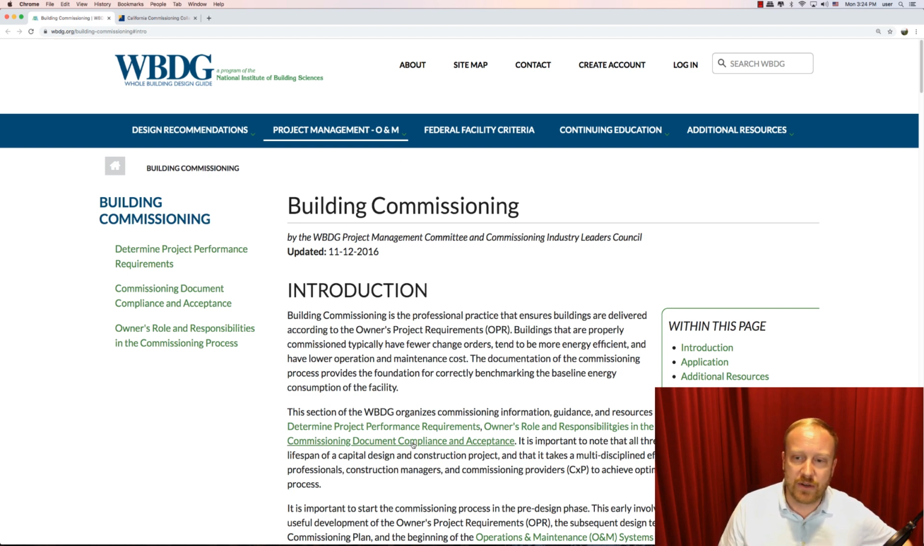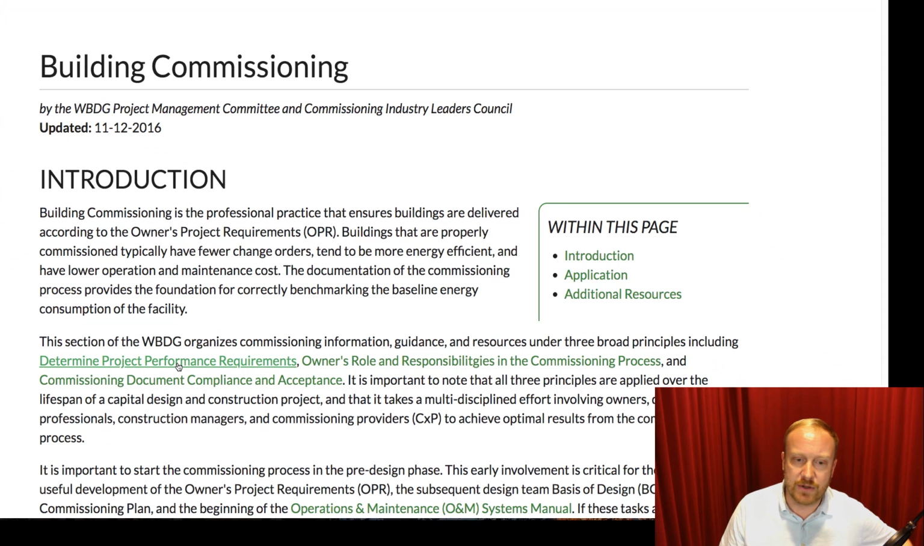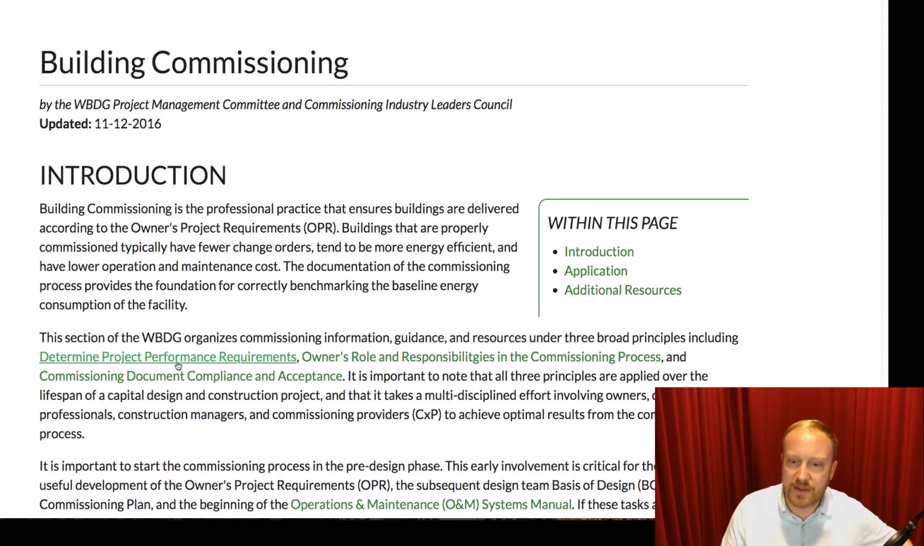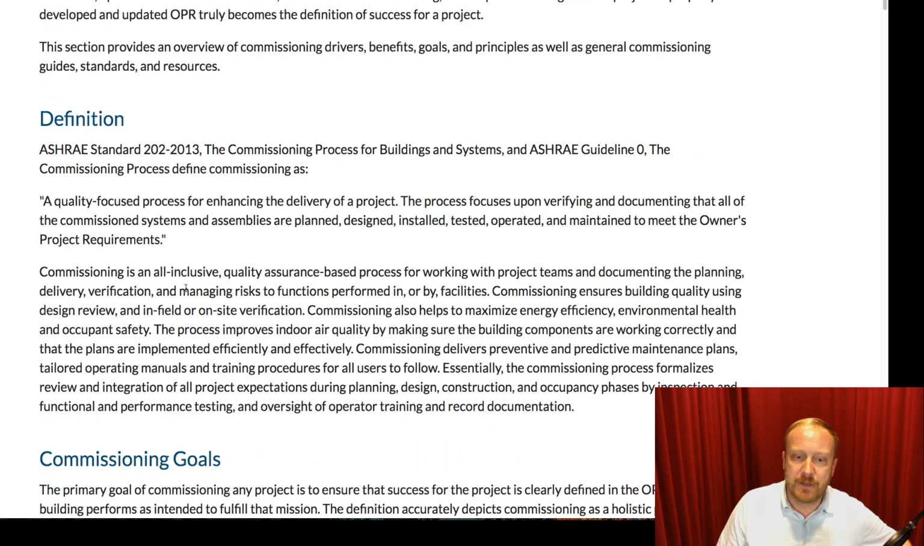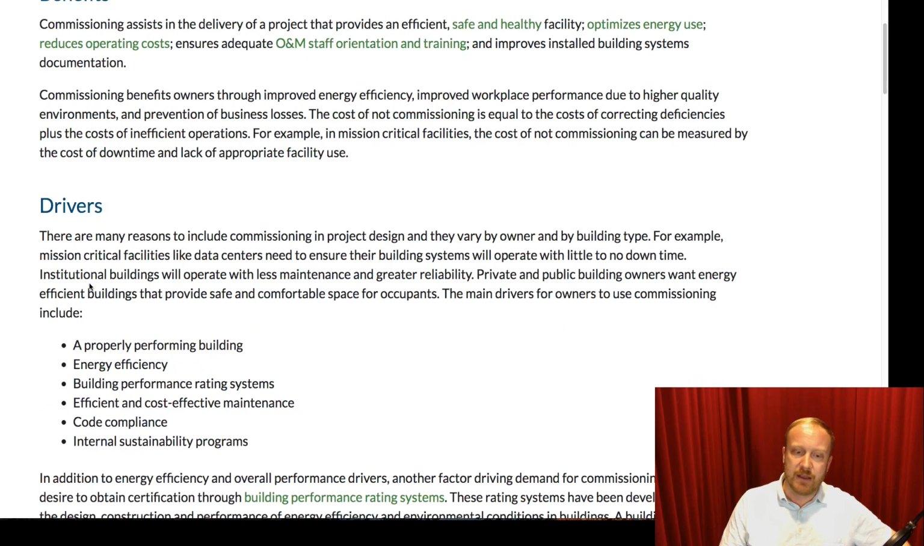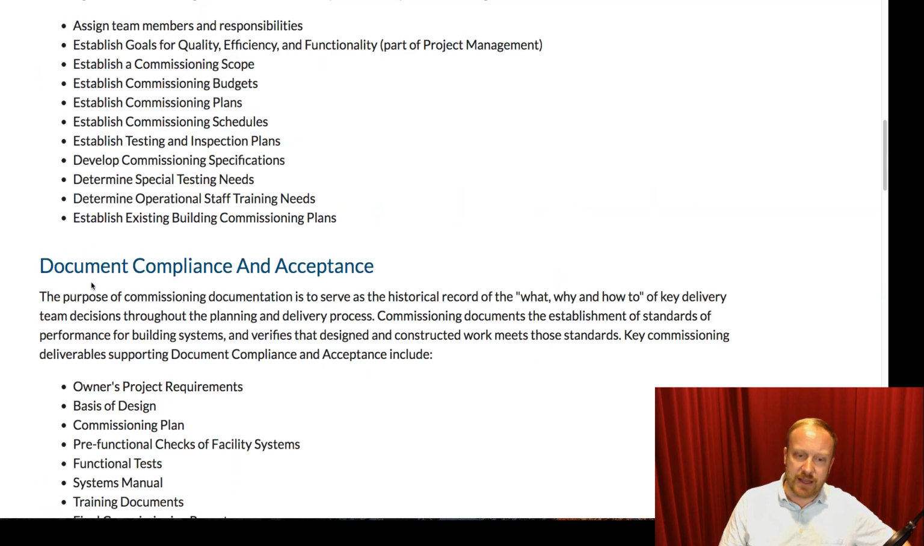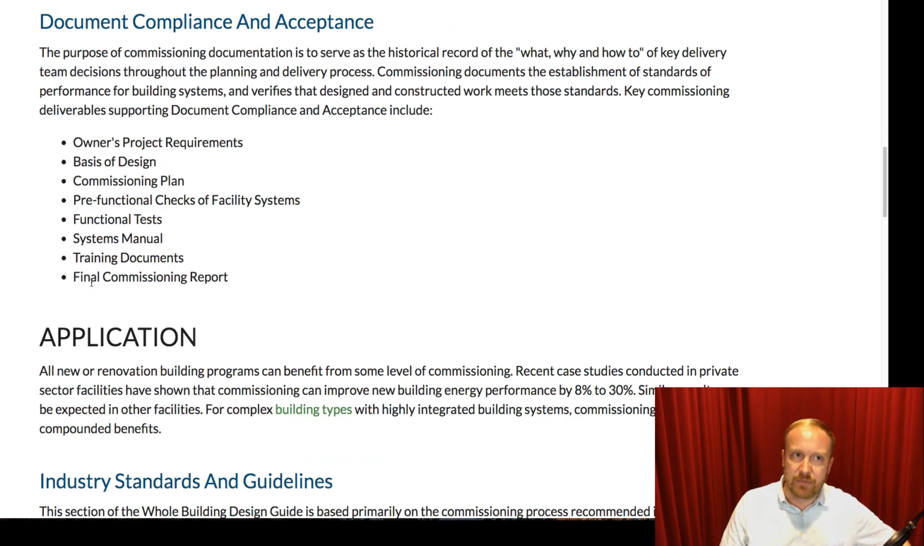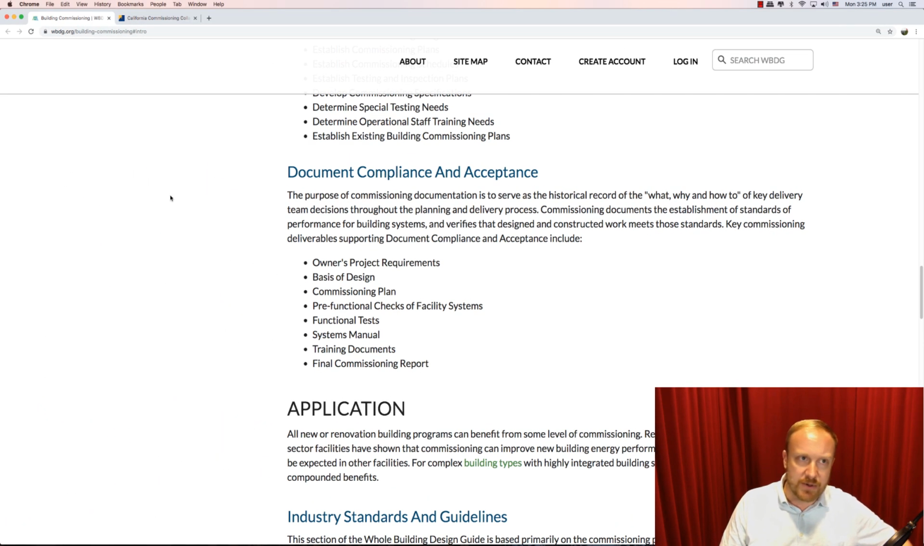And so you can go through, they have lots of resources, which include understanding the whole process, the roles, determining project performance requirements, the owner's role in the commissioning process. It focuses on some of the ASHRAE standards, which focus on the commissioning process for buildings and systems, the goals of it, the benefits of it, which have been documented pretty heavily, and drivers and things like that. So this is a great place to look to learn more about the commissioning process and all of the different things that go into that.